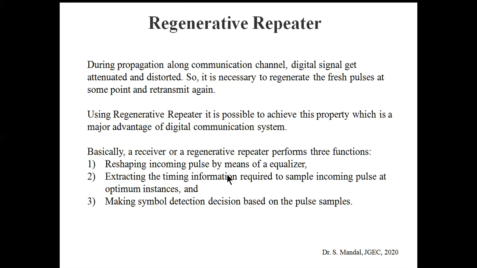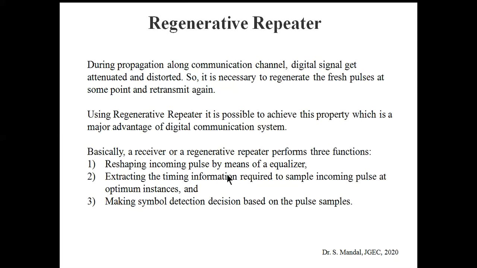Basically, a regenerative repeater performs three functions. First of all, it can reshape the incoming pulses by means of an equalizer. The function of the equalizer will be discussed in the next classes. So it has been written as reshaping of incoming pulses. We already said that due to distortion, the shape of the pulse has changed. So by using the equalizer, we can remove the distortion.